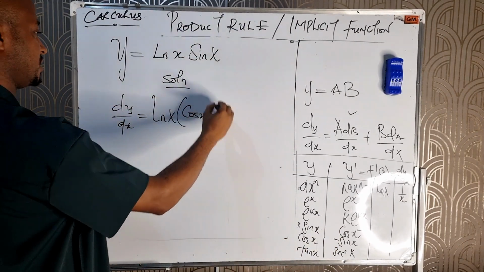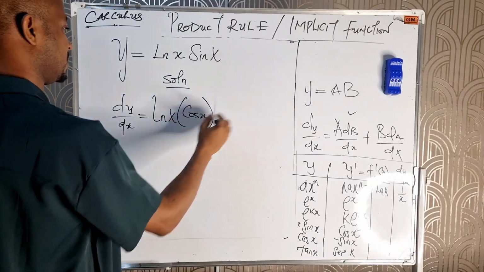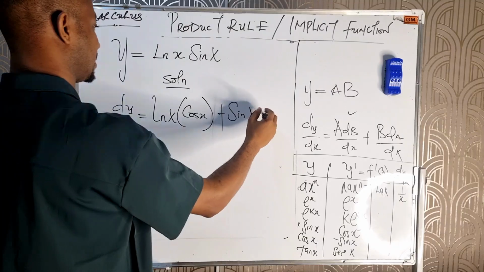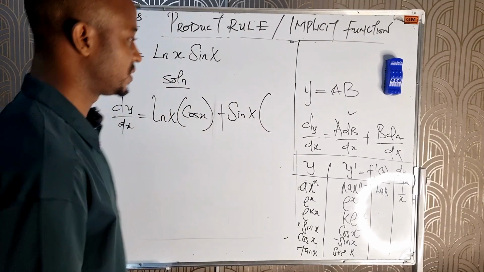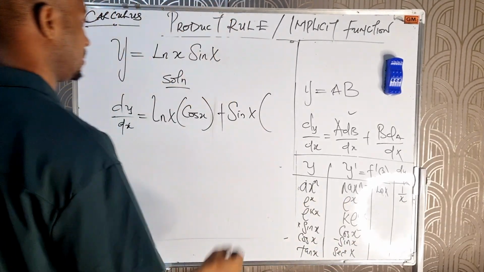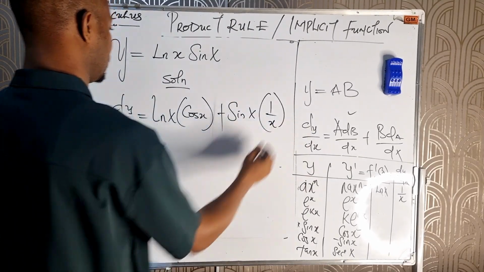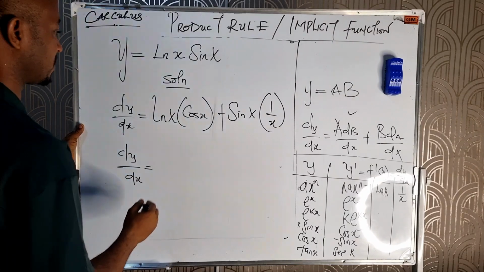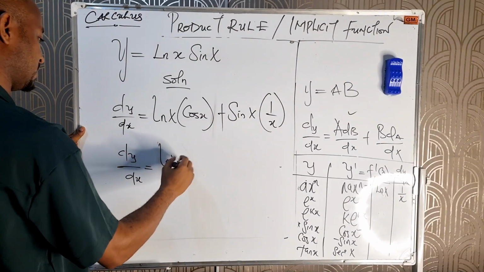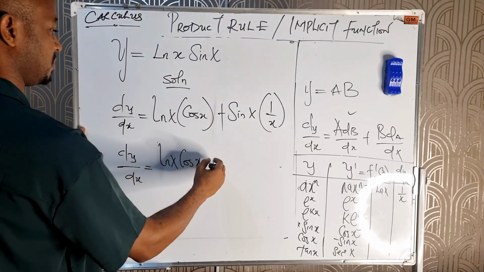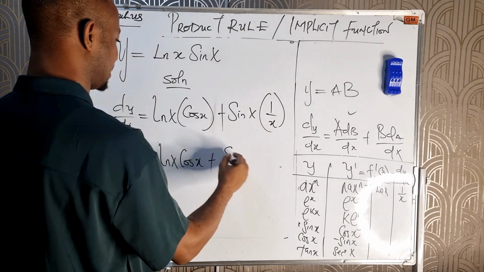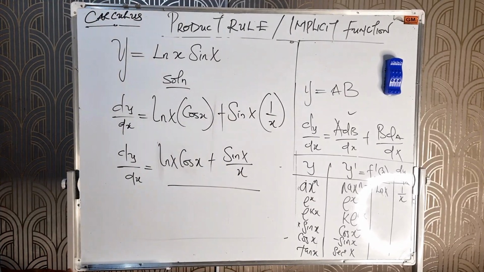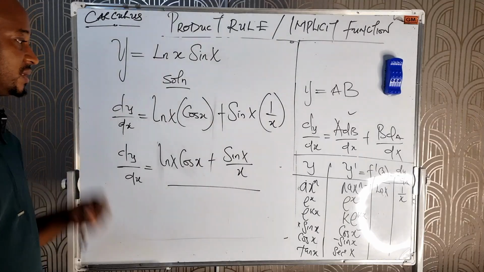Plus, we'll keep sin x constant, then differentiate ln x. When we differentiate ln x, we have 1 over x. So this will give us dy/dx equals ln x cos x plus sin x times 1 over x, which is sin x divided by x. So this is the final answer for this. Very simple question.